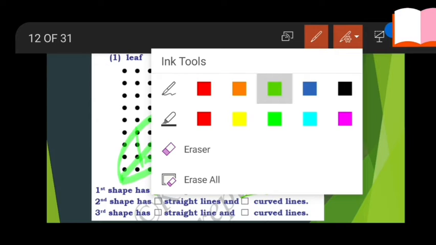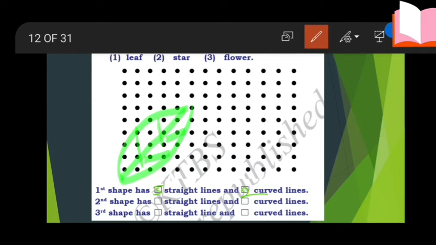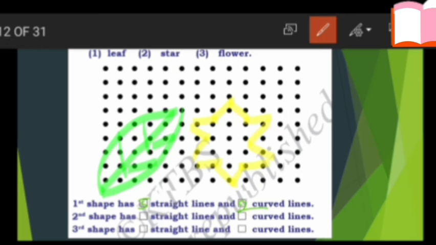Now let's draw the star by joining the different dots, so that now I got a star. In the same method, you have to draw the flower by joining the dots.